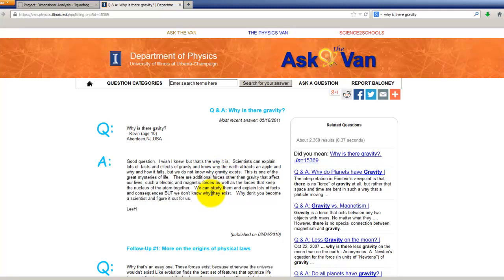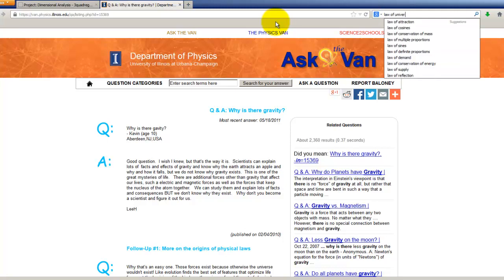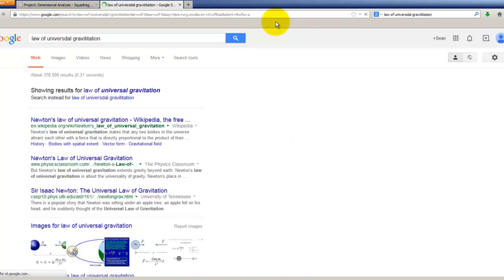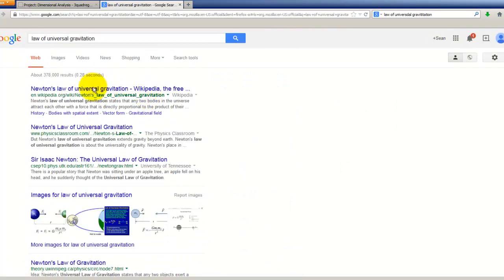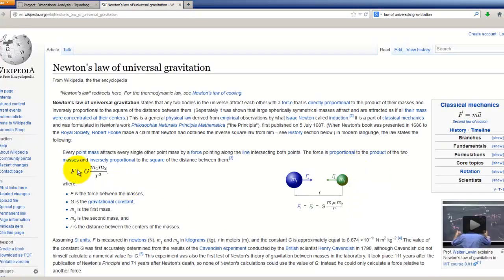Yeah, I remember reading or hearing years and years ago that there is a law of universal gravitation. Let me Google that for you real quick. Law of universal gravitation. And we'll go with Wikipedia's here. It's kind of a fun little equation. Here it is. F equals G times M1, M2 over R squared. The M1 and the M2 are the masses of the two objects that are being attracted, and the R is the distance between them. G is a gravitational constant, and F is the force between.